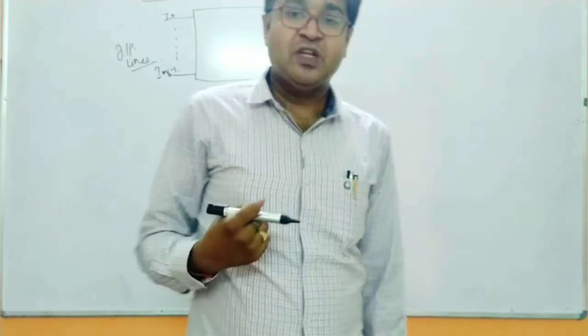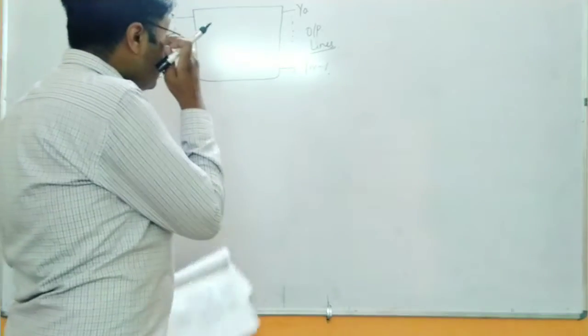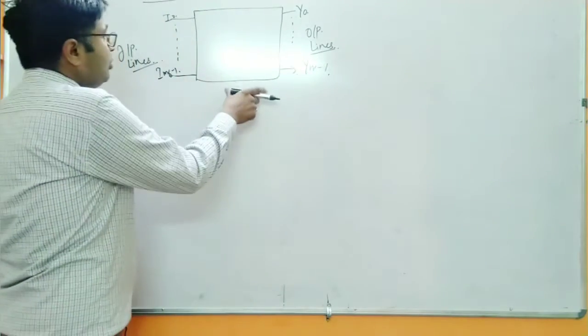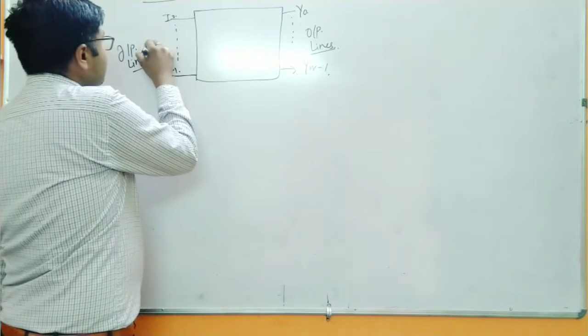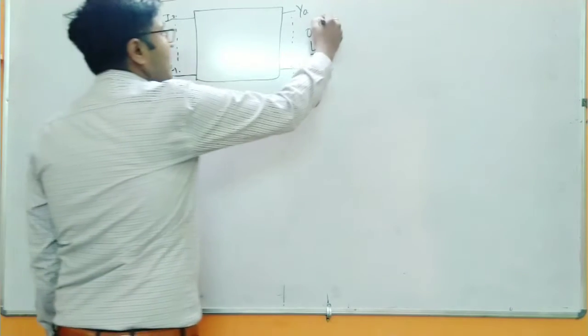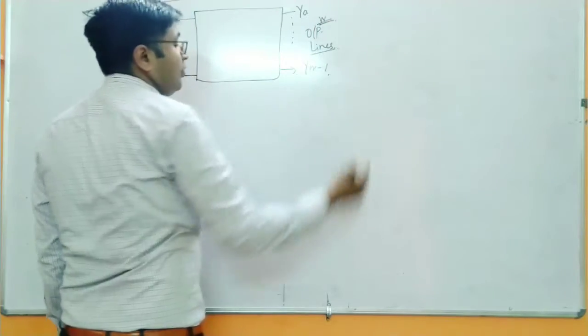Thank you guys. Now if you are talking about an encoder, m input lines and n output lines are provided.